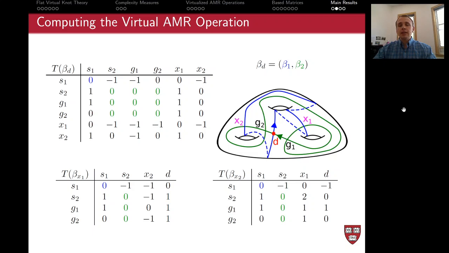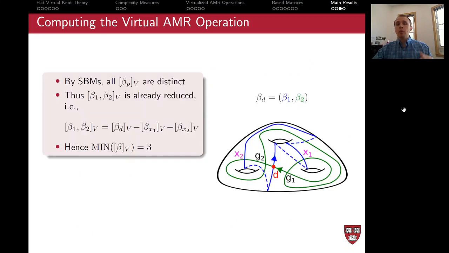But then looking at what this means, well, okay, these primitive singular base matrices, once you show that they're non-isomorphic, then that means that the singular flat virtual links had to be non-homotopic. So there was no way to move one to the other, which for the virtual AMR bracket means that there's no collapsing. So if you look at the virtual AMR operation, you get this as your reduced expression.